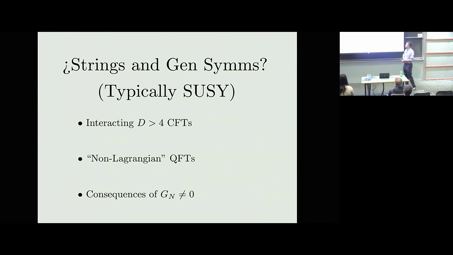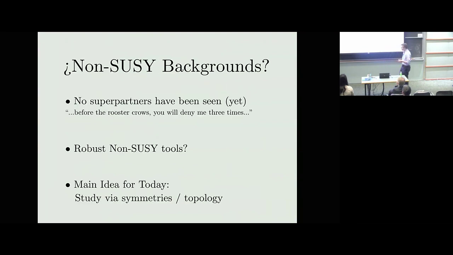So of course, you know, look around you. It's not supersymmetric around the world. So you might ask, can we do any better in the context of, say, strongly coupled systems without supersymmetry, and compute generalized symmetries in those contexts from a top-down point of view? Okay, so what about non-supersymmetric backgrounds? I already said this. No superpartners have been seen yet. I'm probably more optimistic than most of the folks in this room. But okay.